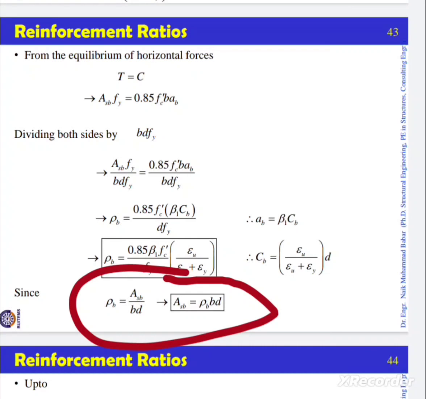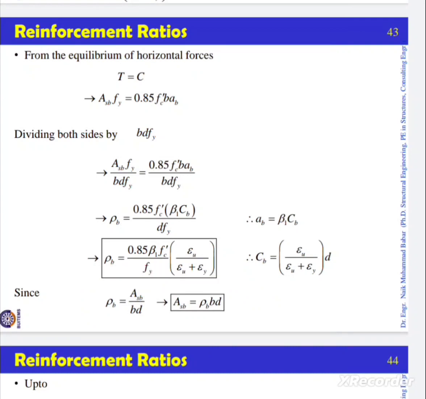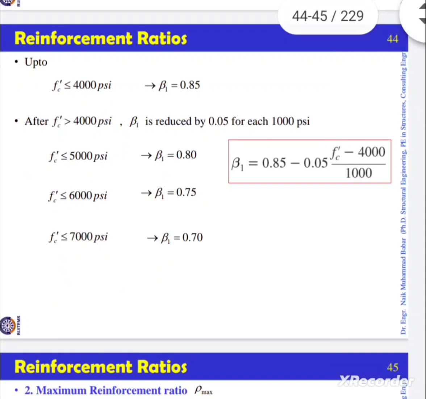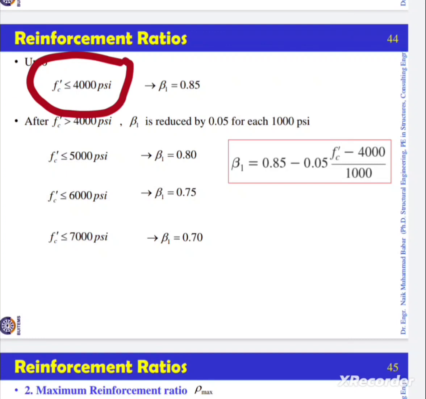Now we can see what the value of beta will be. Remember, all these formulas will be used in every design problem. So what will be the value of beta? We know beta, but we did not know its value. Here it is given that for f'c less than or equal to 4000 psi, the value of beta will be taken as 0.85.